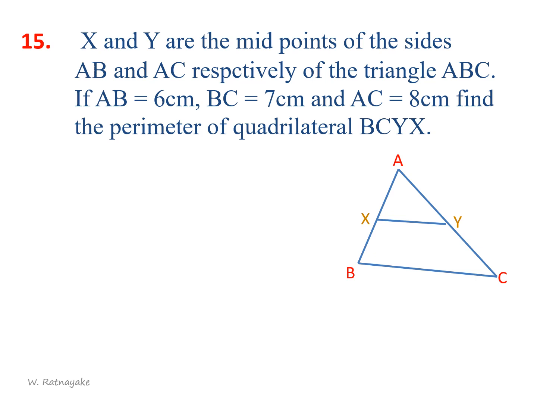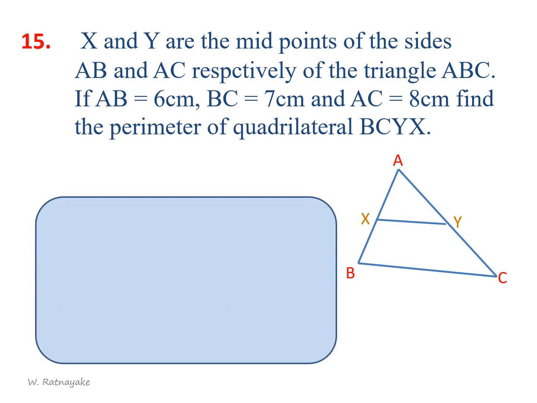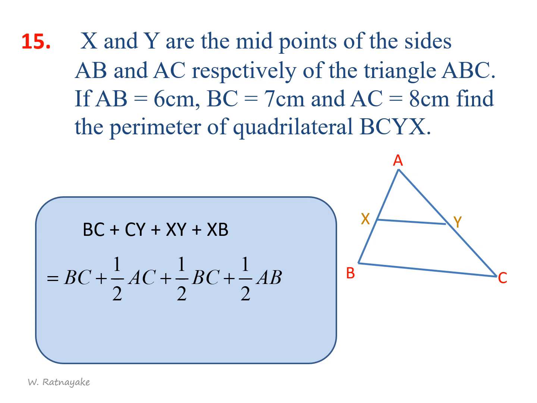So we have to find the perimeter of a quadrilateral BCYX. The perimeter of the quadrilateral is equal to BC plus CY plus XY plus XB, and these sides we can write in terms of the sides of the triangle like this. BC is already a side of the triangle, CY is half of AC, and XY is half of BC according to the midpoint theorem.